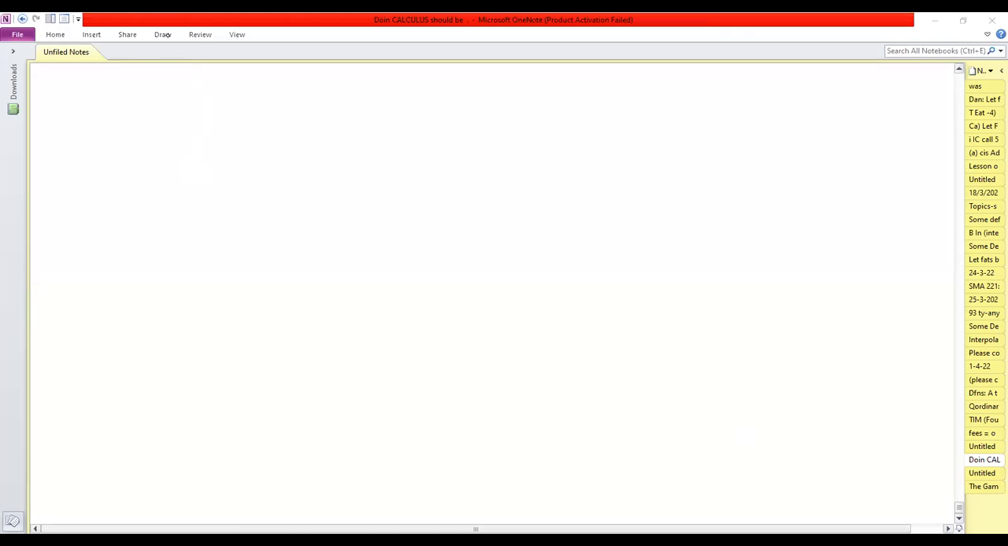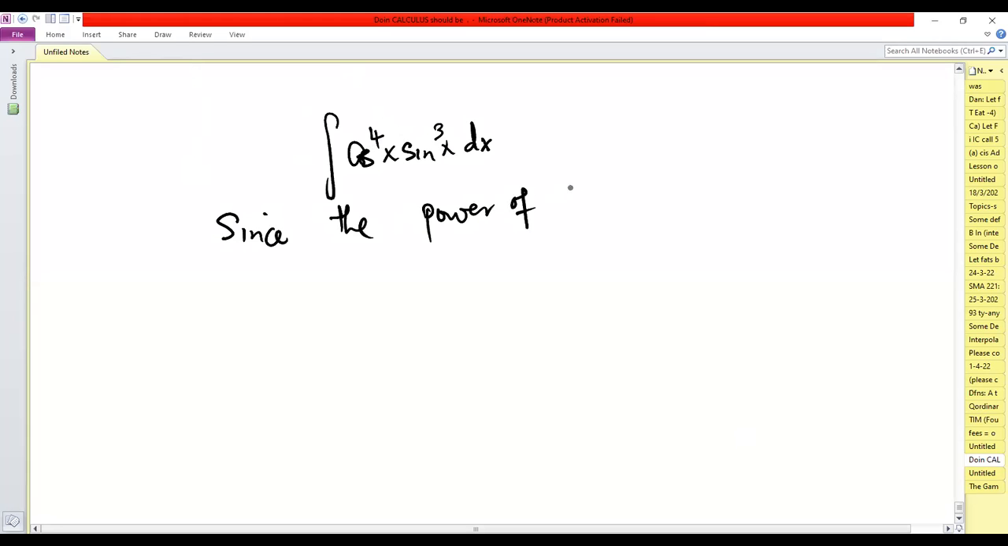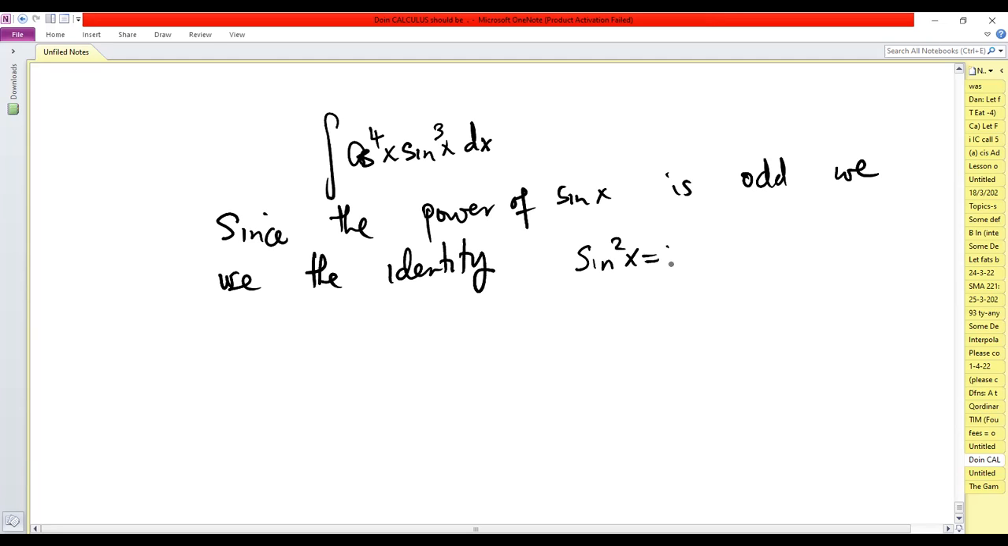So we have the integral of cos x power 4 and then sine x power 3 dx. Now, since the power of sine is odd, we use the identity sine squared x equals 1 minus cosine squared x.